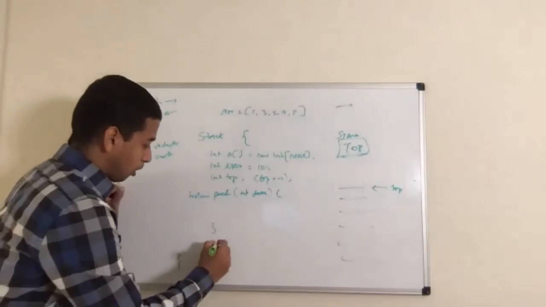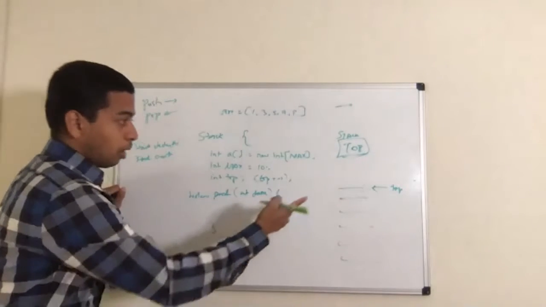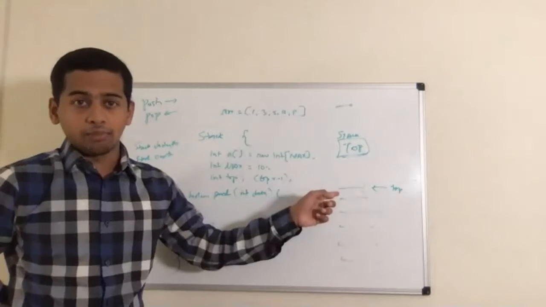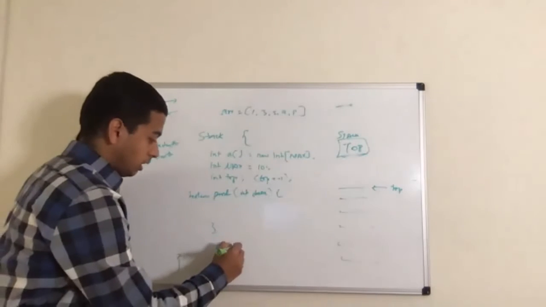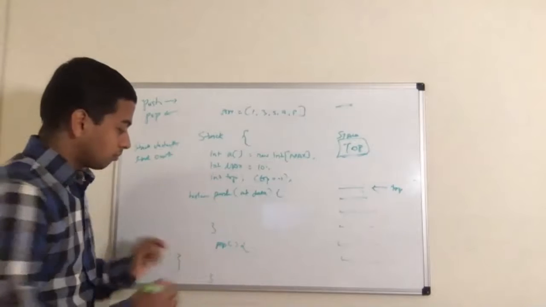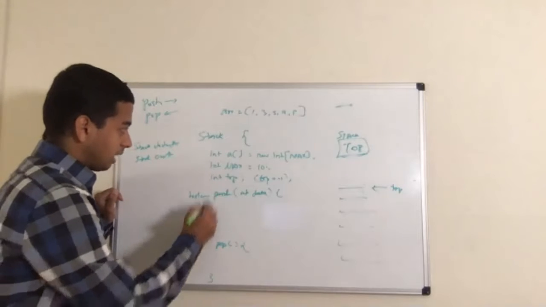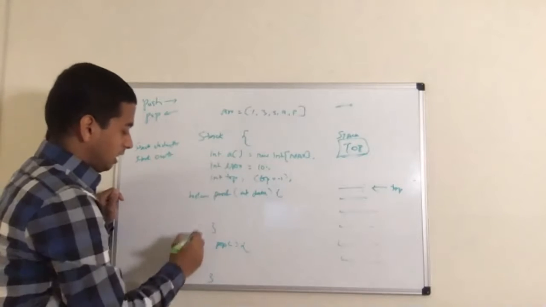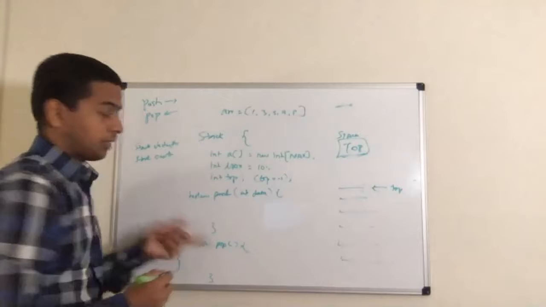And the other one is pop. What does pop mean? Pop means it will always remove the first element. So pop does not take any input, because it will always remove the first element and give it to me. So what is the return type? The return type is the integer from the array. It will return whatever element is there.